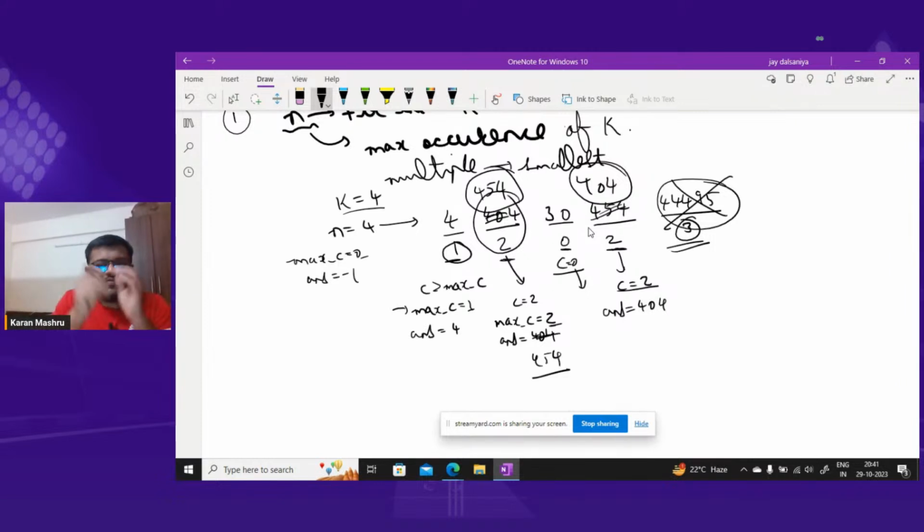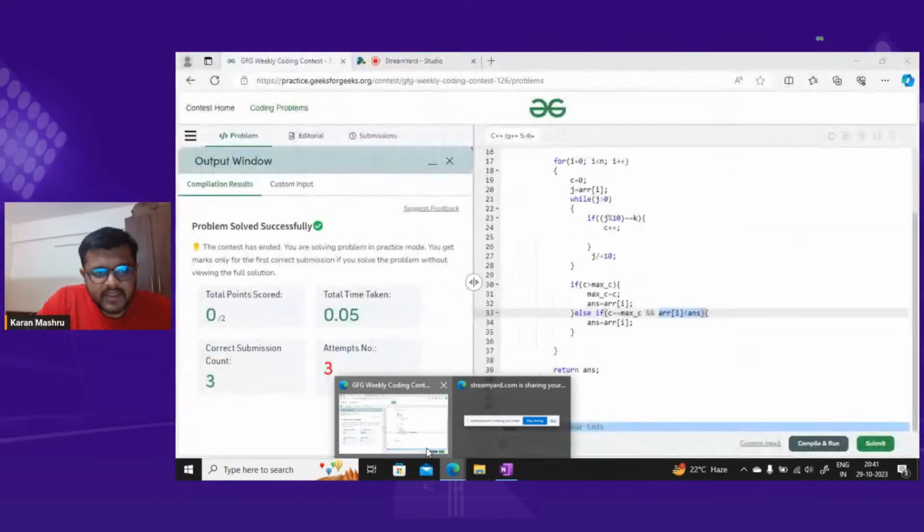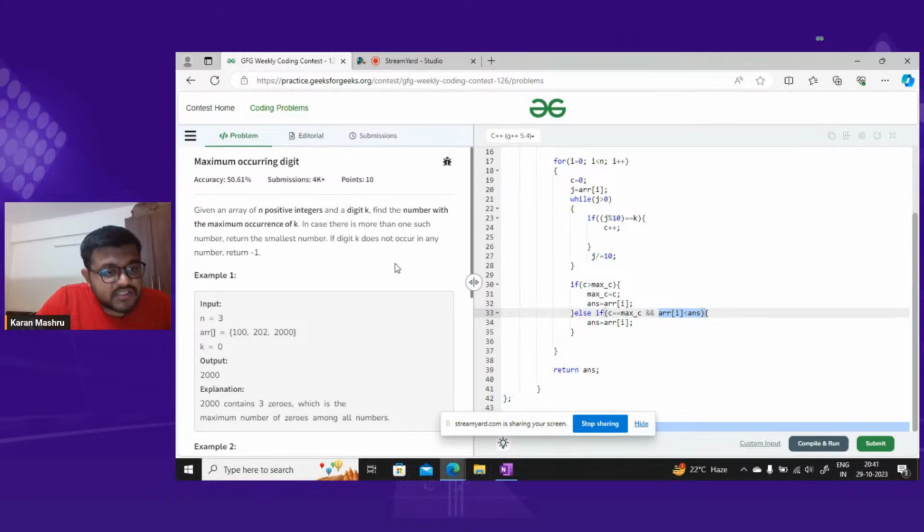So what is said in the question is that if there is more than one such number, so if there are multiple elements with the same maximum count of k, then we need to return the smallest number. So if we get an element whose count is the same as max count but its value is less than the answer, then we will take that as the answer because we need to take the smallest. Now is it clear?